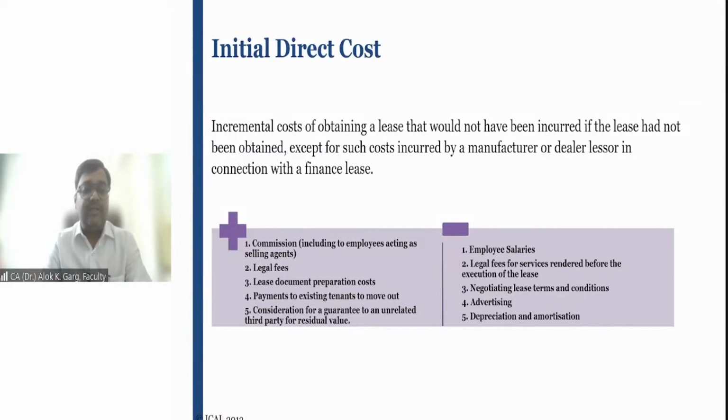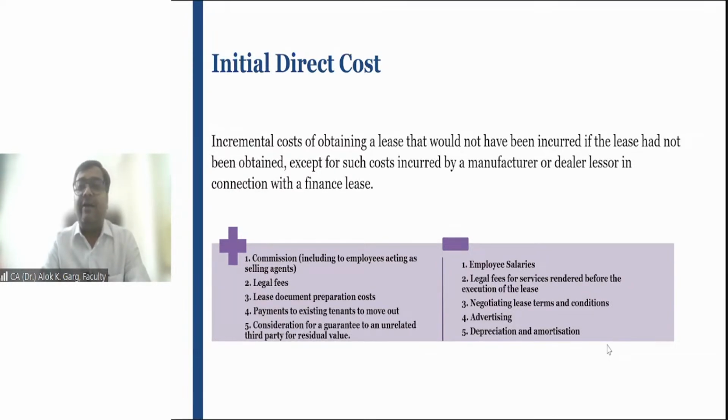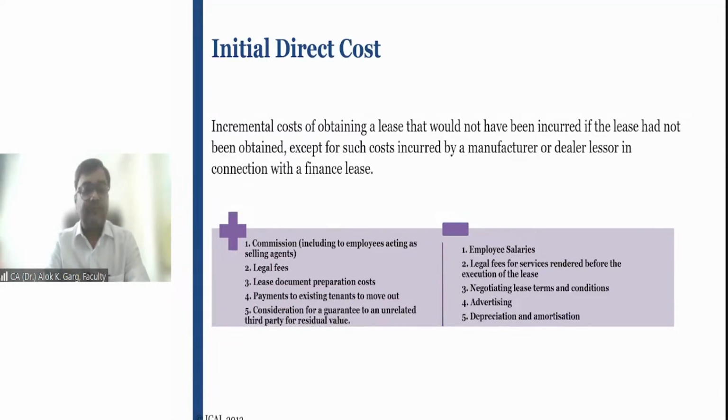Initial direct cost, so many times you will find that initial direct cost is also required to be added to the right of use asset. It is also required to be added to the asset of the lessor. So what is initial direct cost? Initial direct costs are those costs which are required to be incurred just because of entering into the lease contract, right? Just because of entering into the lease contract.